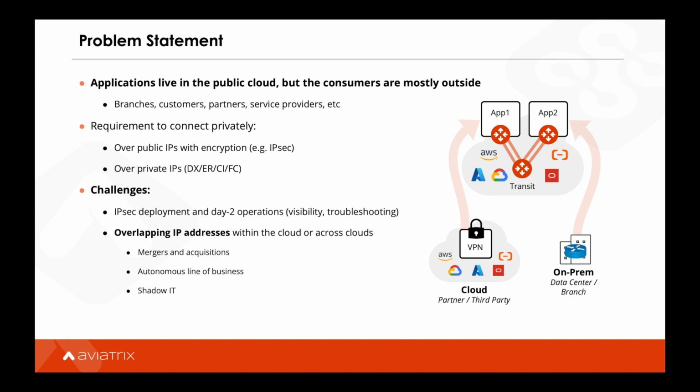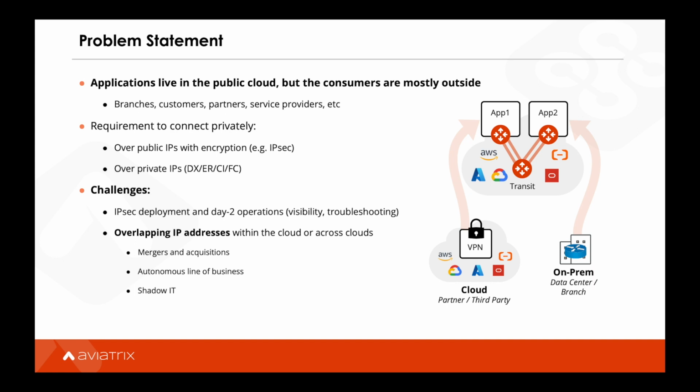They need to have secure hybrid connectivity from on-prem to resources in the public cloud, whether that's using encryption or using private IPs. The challenge comes with deploying this at scale and having day 2 operations tools for visibility and troubleshooting. Moreover, it is just about guaranteed that they'll run into an issue of overlapping IP addresses.